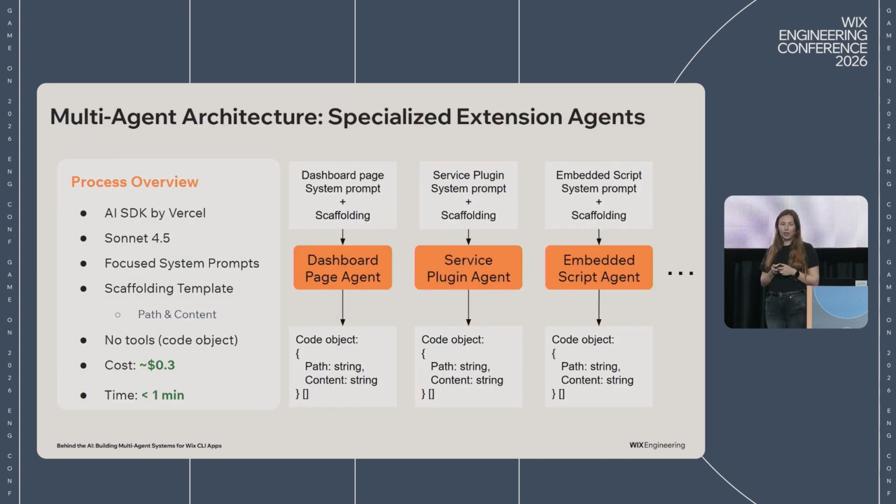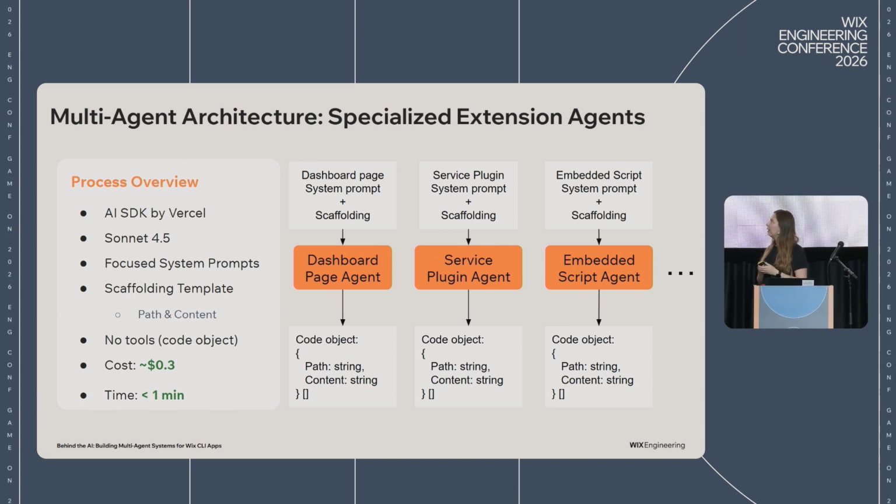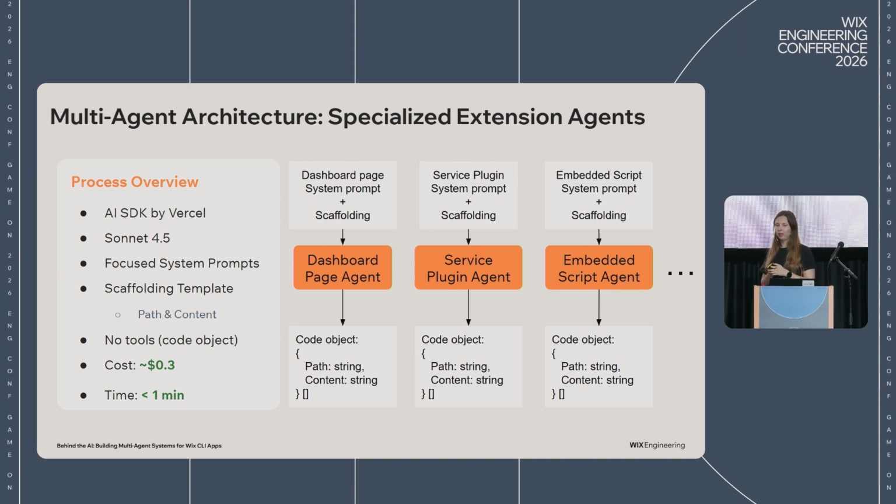So we decided to create a dedicated agent for each extension. We created it with AI SDK by Vercel, Sonnet 4.5, with a focused system prompt about the extension it's generating, a scaffolding template with a path and content to make it more focused, and no tools. We generated a code object that we write down deterministically, because writing down deterministically is much faster and less expensive. It costs us around $0.3 to generate an entire app, and less than 1 minute. It's very amazing, very fast.